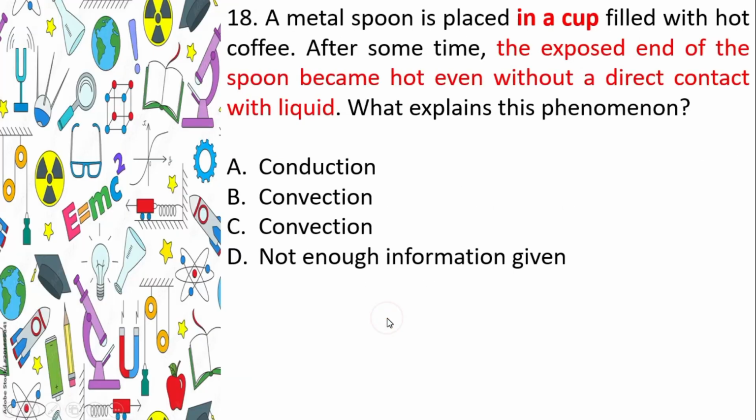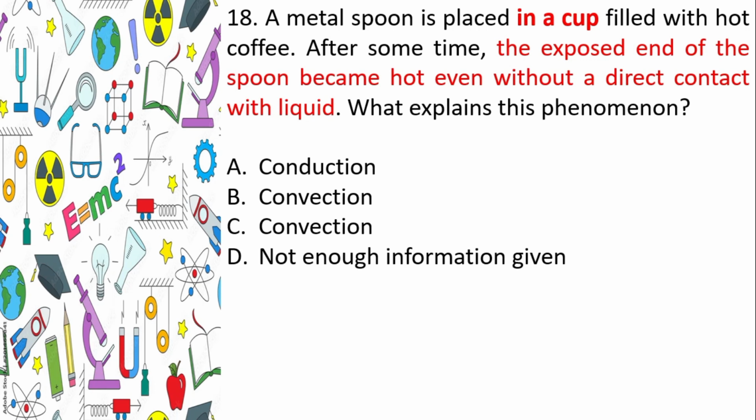Alright. 18. A metal spoon is placed in a cup filled with hot water. Hot coffee pala. After some time, the exposed end of the spoon became hot even without a direct contact with a liquid. What explains this phenomenon? Okay, so imagine that you have a cup with a hot coffee. You put in yung side ng spoon kung asa pwede na ito gamitin sa paghigop.